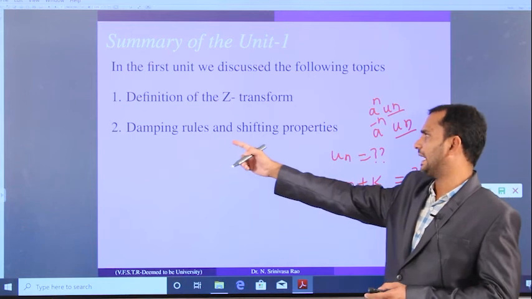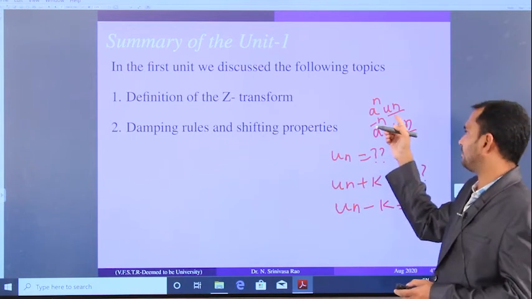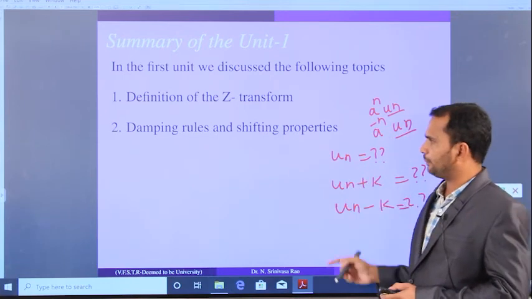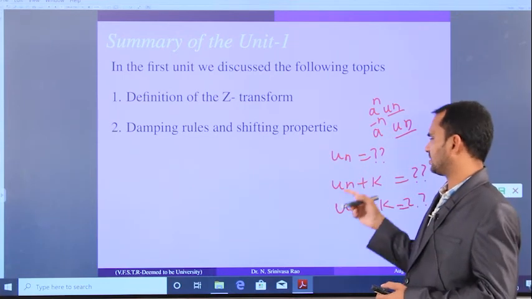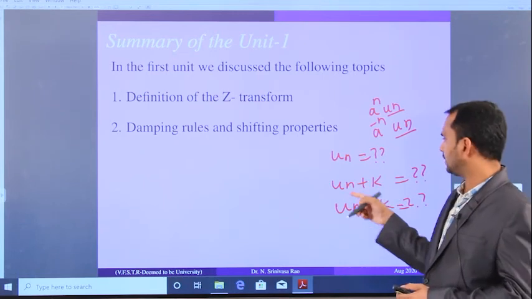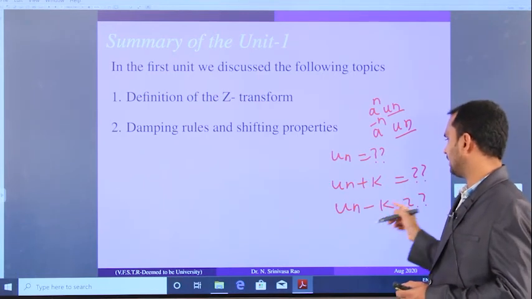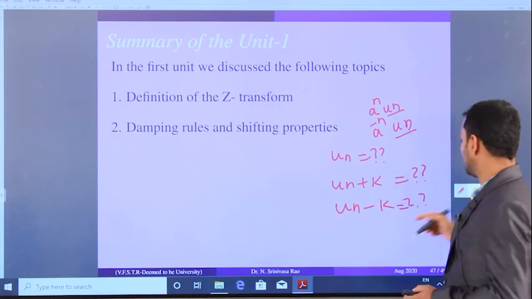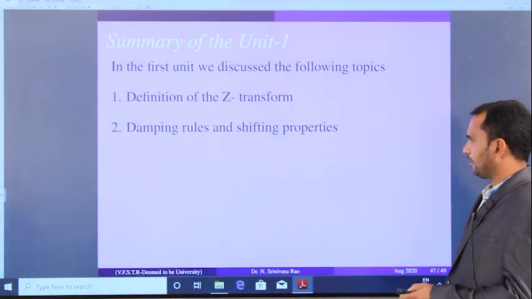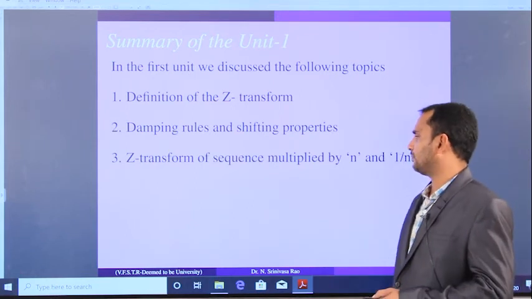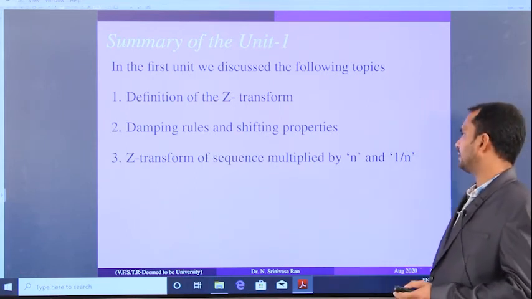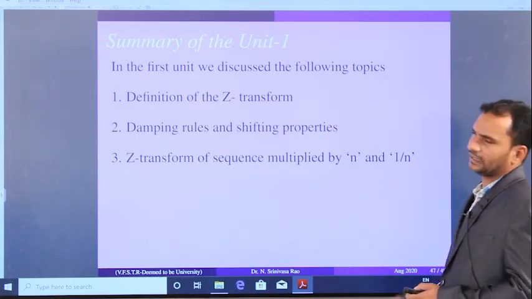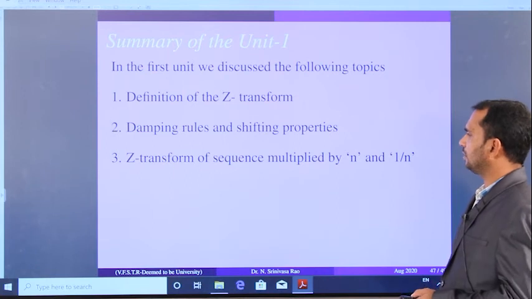So when any sequence is multiplied with a to the power n or a to the power minus n, you have to apply damping rules. And for shifting properties, if un is given, from un how to find un plus k, un minus k. So these are called shifting properties. Okay, so these are the second part. Now what is the third part? Z transform of a sequence multiplied by n and multiplied with 1 by n, or we can say divided by n. Okay, so this is the third part.